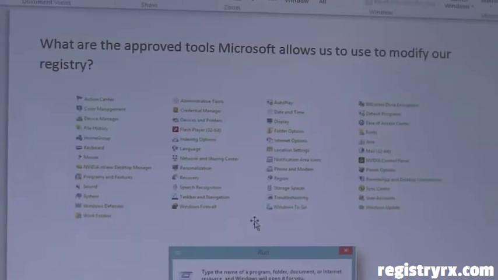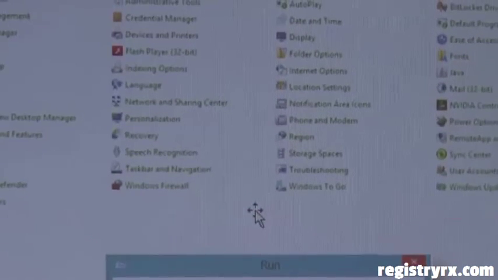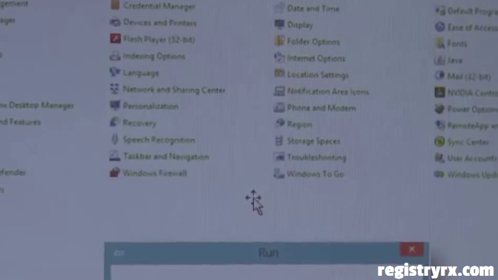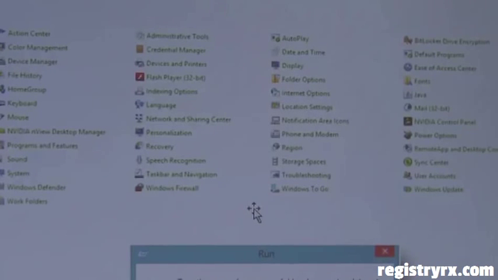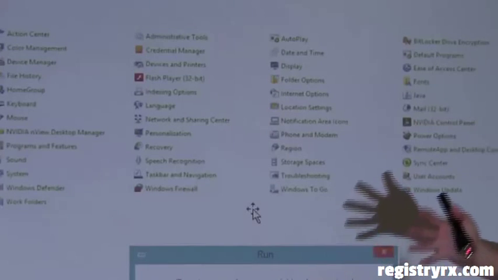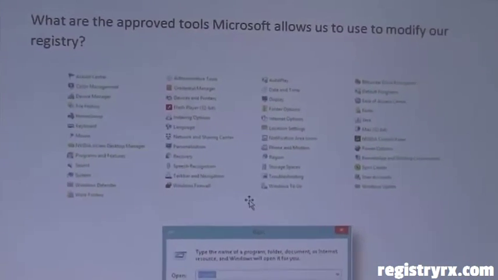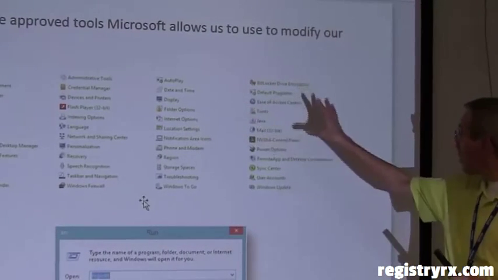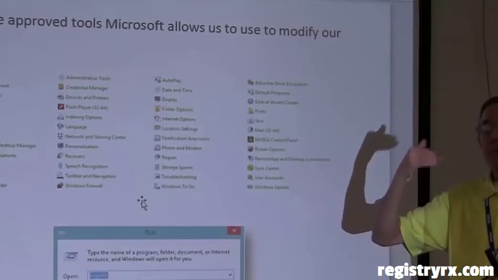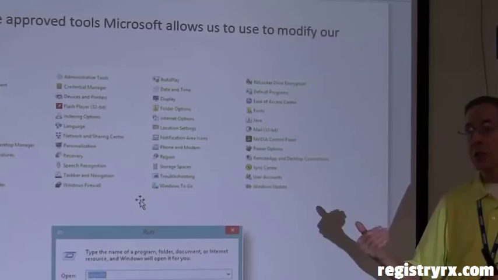What are the approved tools to modify the registry? Regedit is the one tool that Microsoft does not want users to use. What are the tools that Microsoft allows you to use to modify the registry? Control Panel. Write it on your notes. Control Panel is where all your tools are at, where you can safely modify your registry. Think about it. What do those tools do in Control Panel? They modify and configure things, don't they? Those applets, all of those applets are safe ways of editing your registry. They are the only Microsoft approved tools to edit your registry.